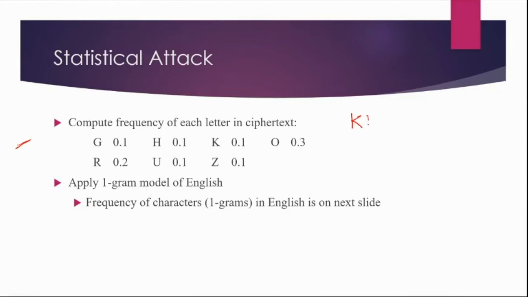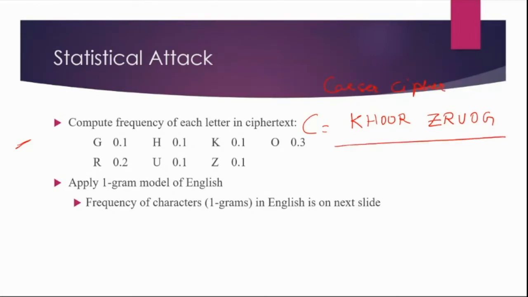We have the ciphertext. This is the ciphertext corresponding to hello world. We are not aware of what the plain text is. We know that this is a ciphertext which is encrypted using Caesar cipher. So these two things we are aware of.